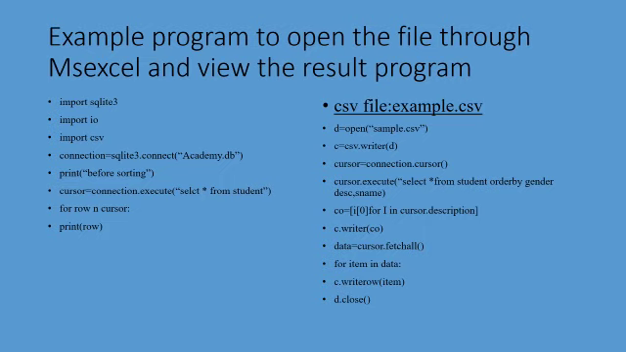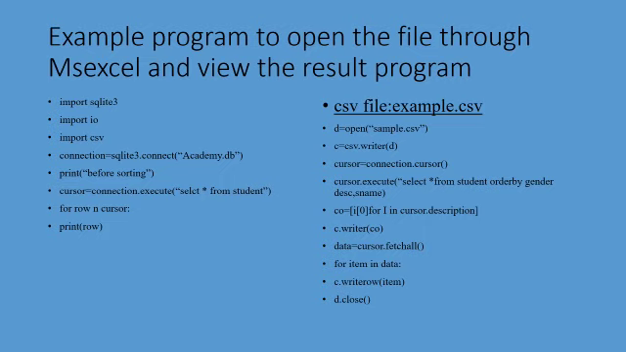Order by gender descending, and student name. Then for giving the heading, CO is equal to i[0] for i in cursor.description. Sorry, cursor.description for giving the heading. C.writerow of CO. The writerow function will write the data from CO to C. Next, data is equal to cursor.fetchall. Fetchall will fetch all the records. It will be stored in data.